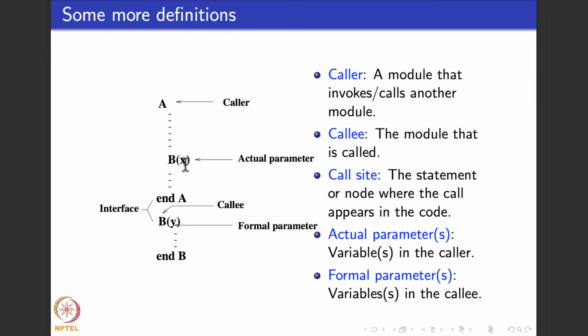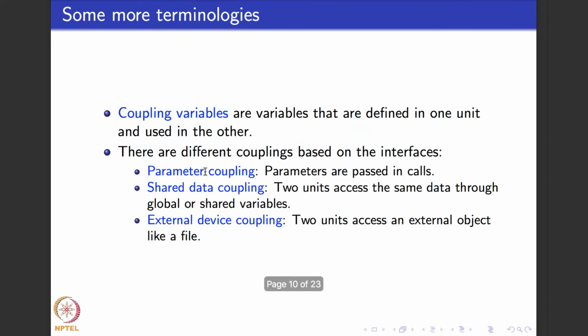The actual parameter is x, the x that is passed as a parameter to b. The formal parameter is y, the parameter that callee b takes from the caller a. The interface is the place where control is transferred from a to b, and after b finishes running, control is transferred back to a. So what are the terminologies that we looked at till now? There's caller, there's callee, then there is call site, which is the place where the call happens or the interface is connected. Then there are actual parameters, then there are formal parameters, right?